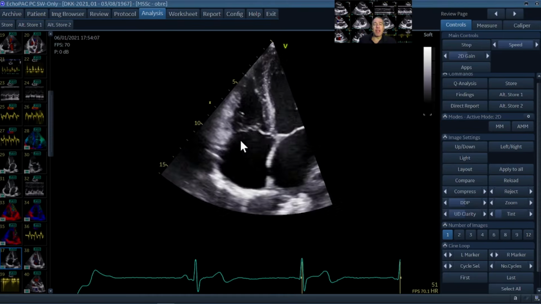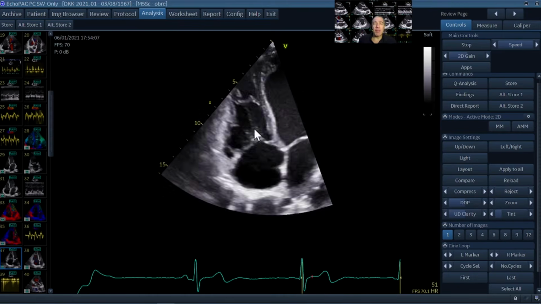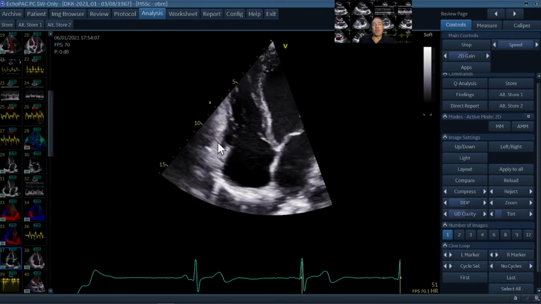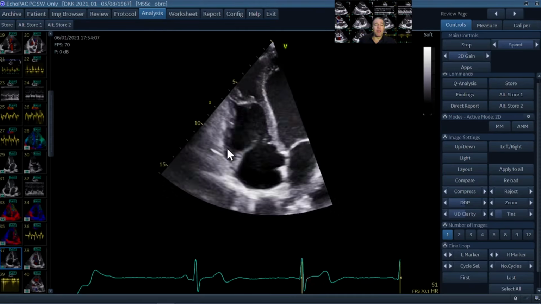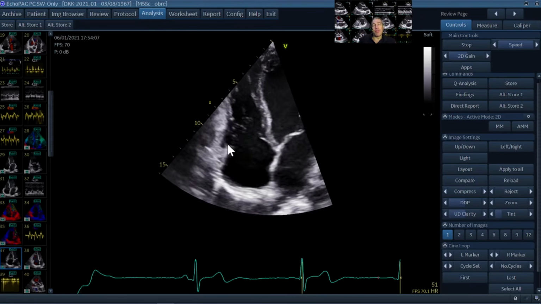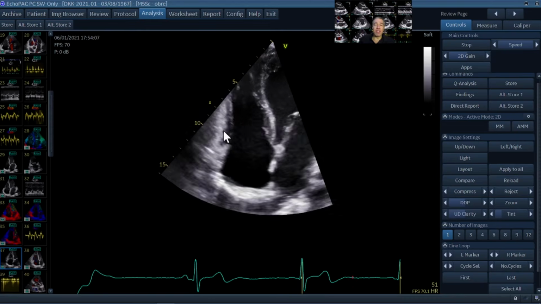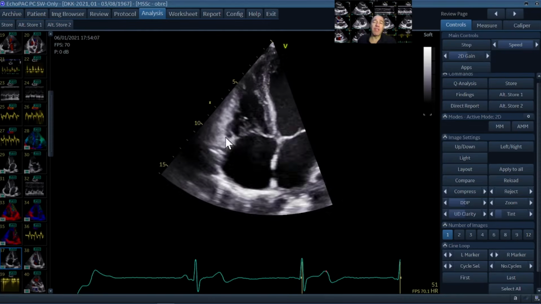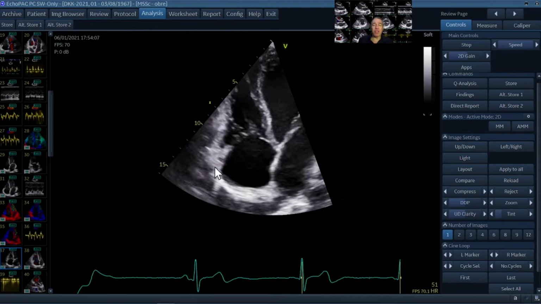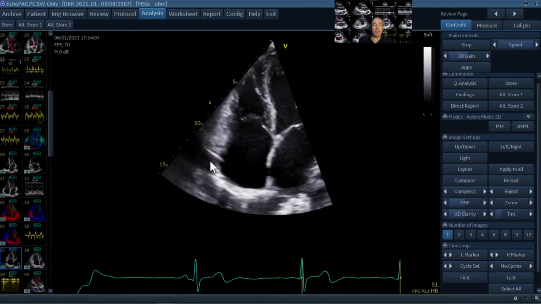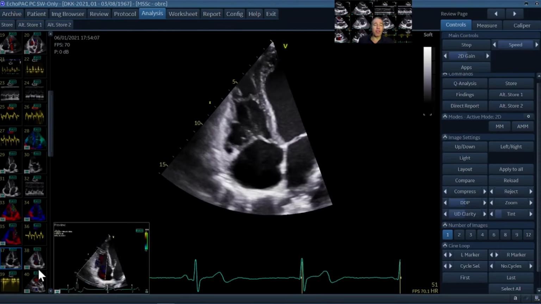Here you have a nice view on the tricuspid valve. You see most of the free wall of the right ventricle. You might measure here the long axis function of the free wall of the right ventricle, the so-called TAPSE value, tricuspid annular systolic excursion. So a lot of important information.